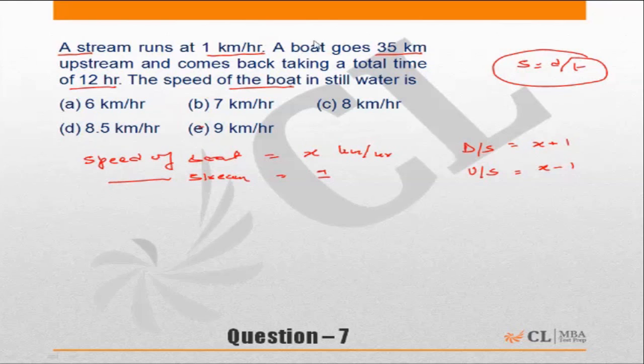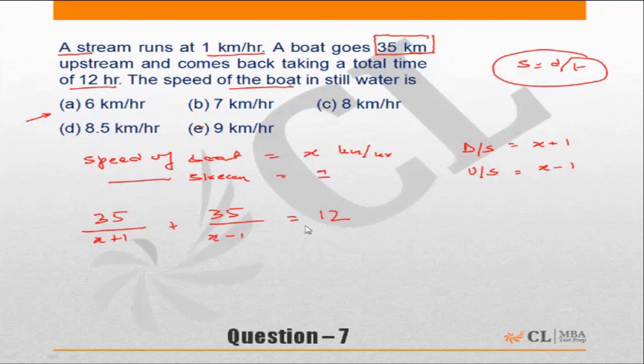The distance covered by the boat in both directions is 35 kilometers. That means 35 kilometers upstream and 35 kilometers downstream. So the time taken will be 35 kilometers at the speed of x plus 1 when it is going downstream, plus 35 kilometers at the speed of x minus 1 when it is going upstream, equal to 12. A simple equation all of you can make, but please don't solve the equation. Your task now is to substitute the values from the choices into the equation.